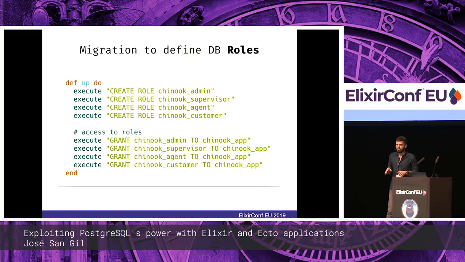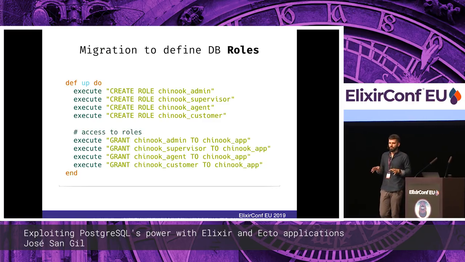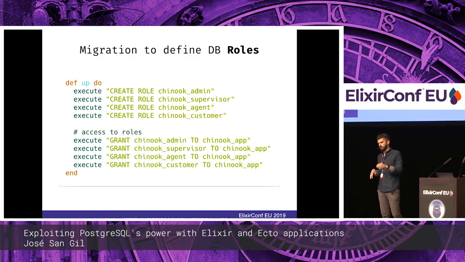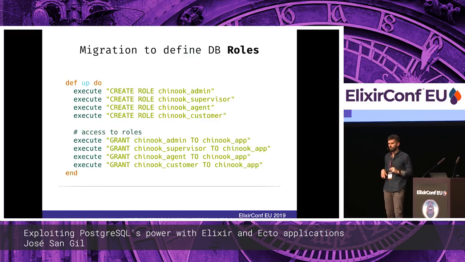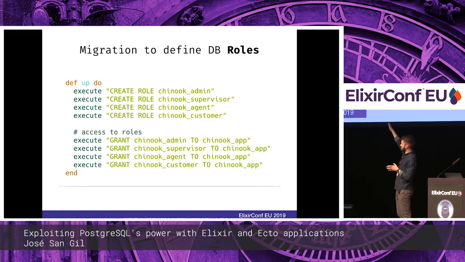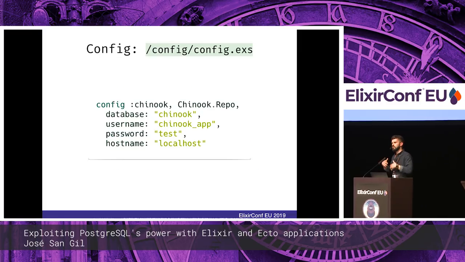So what we're going to do here is map those four users that we have in our use cases, and create database roles. I'm going to create a role called Chinook admin, a role called Chinook supervisor, agent, and customers. And actually, I have a fifth role, which is called Chinook app. This role, I'm granting access, and the second part of this code, as you can see, is an Ecto migration, so I'm defining this inside my Elixir application. I have this user, Chinook app, and this user is actually the one that I'm using to configure the Postgres adapter. So when you go to your configuration of your Postgres repository, you have there the Chinook app and the password.